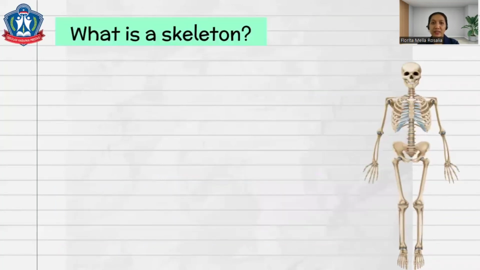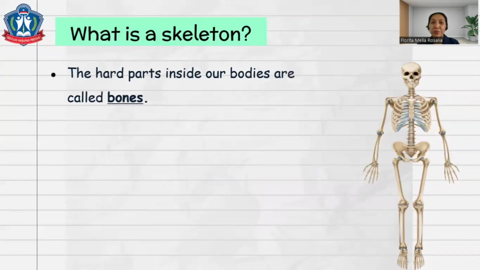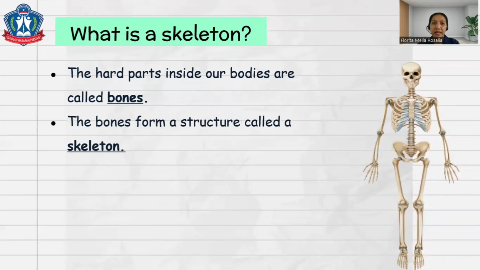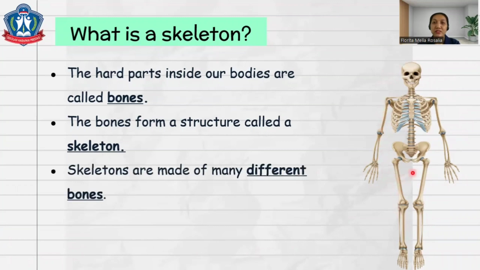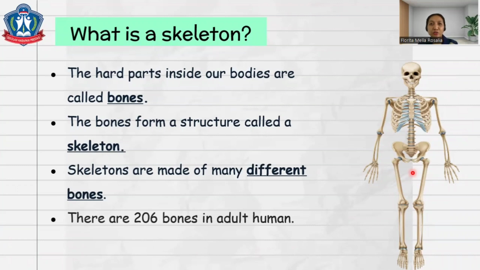What is a skeleton? The hard parts inside our bodies are called bones. The bones form a structure that we call a skeleton. Can you take a look at this picture? This is the human skeleton. Skeletons are made of many different bones. And there's a fact: there are 206 bones in an adult human.